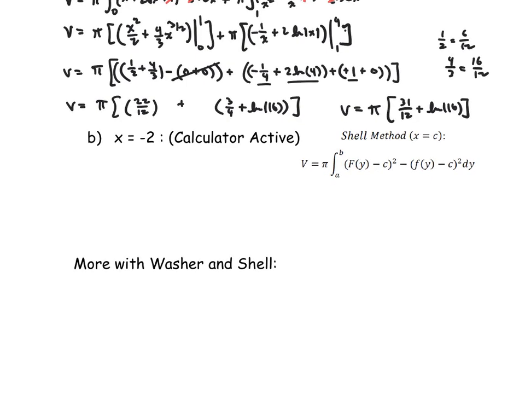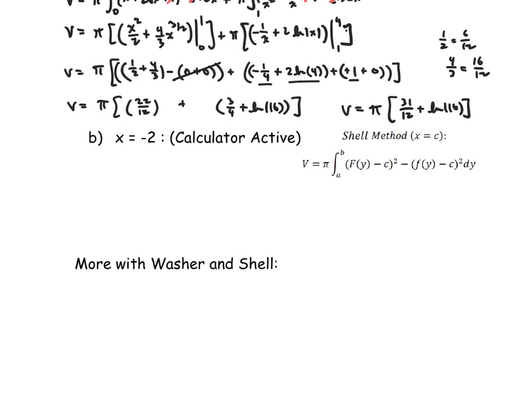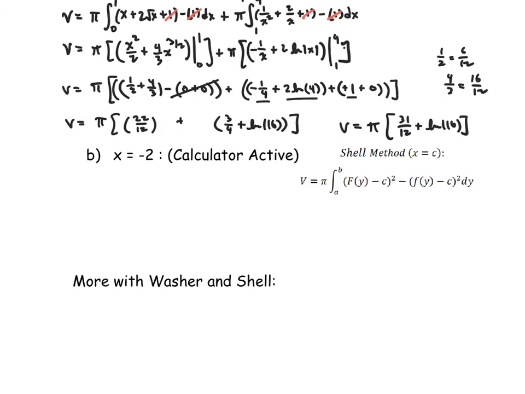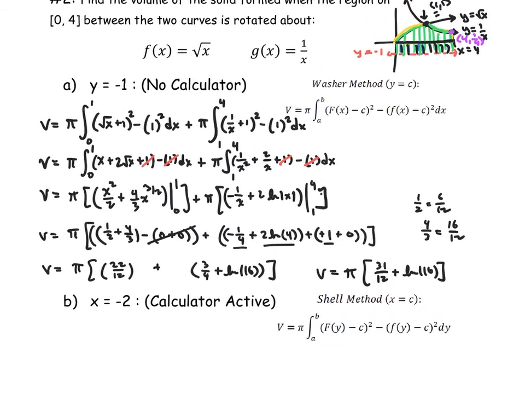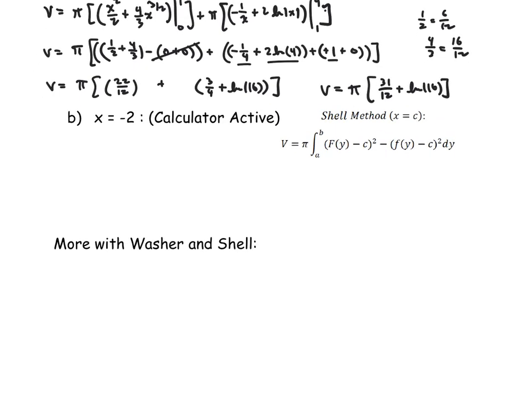Looks like my notes got all scrambled. But let's do it. Okay, so again, we've got this same volume, right? So square root of x, 1 over x. Let's just real quick set this thing up. Here's square root of x and 1 over x. We'll go out to x equals 4.